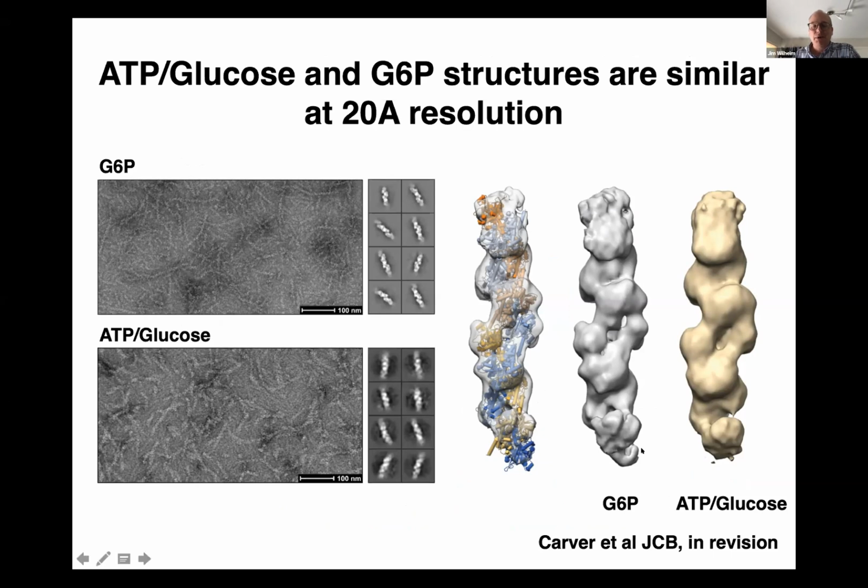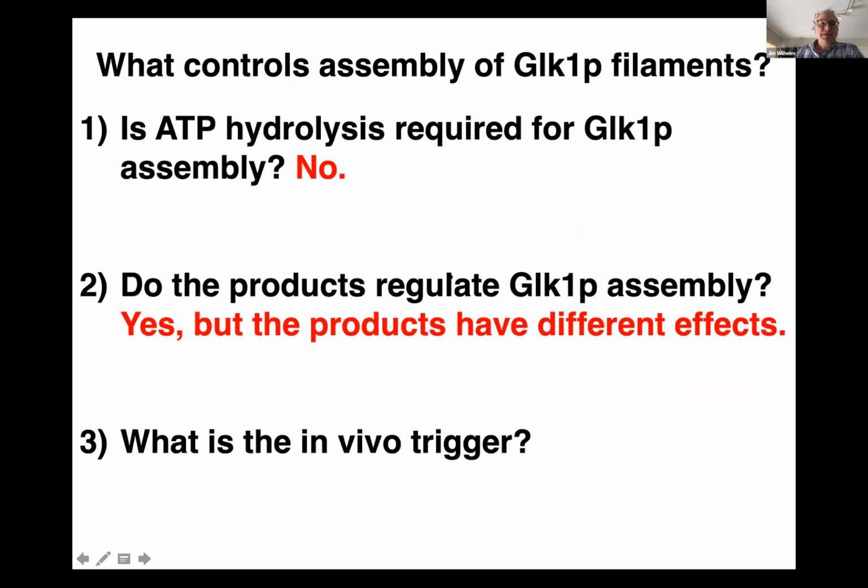And so we were able to collaborate with Mark Herzig and take our negative stain data and do a 3-dimensional reconstruction to 20 angstroms of both the glucose 6-phosphate filament and the ATP glucose filament. And at 20 angstroms, they have the same basic structure. And this structure is also very similar to the recently published Stoddard structure from the Coleman, Garner, and Murray labs. So at a gross level, they're not distinct filaments, but that doesn't rule out that there are some interesting things happening at the subunit interface. So these filaments are quite odd in that they are regulated by both their substrates and their products, but the relative amounts of the products can have radically different effects on assembly.